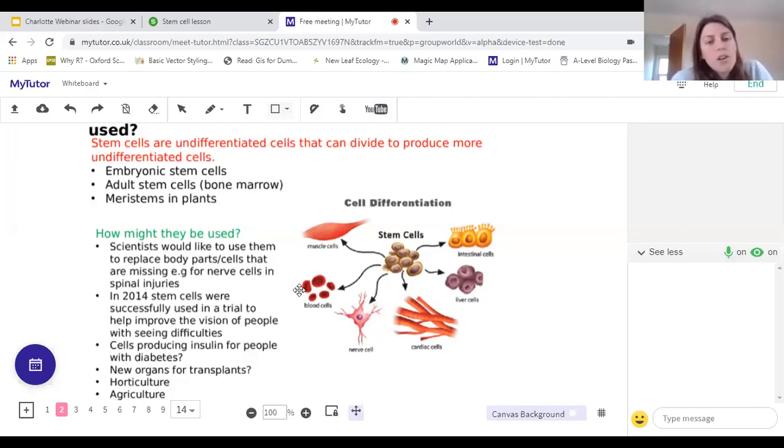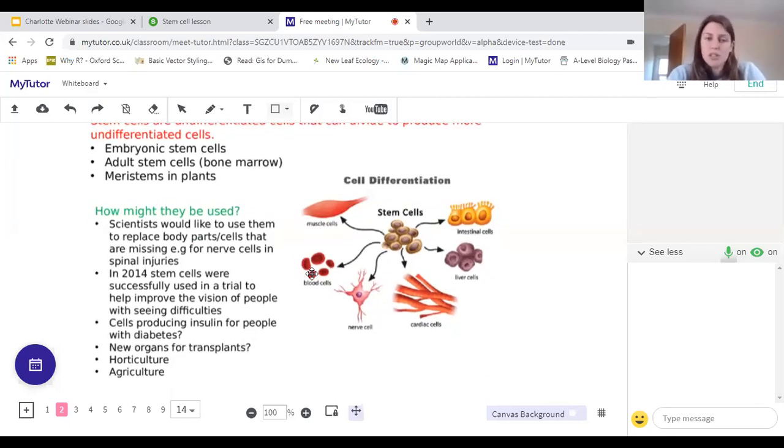How do we use stem cells? So we've kind of talked about what they are a little bit, and we'll carry that on as we move through here. But because of their unique properties, their ability to turn into anything else, stem cells could be a really useful tool to us in science. So scientists would like to use stem cells to replace body parts or cells that are missing. So for example, they could potentially be used to replace nerve cells that have been damaged in spinal injuries, so to cure or go towards curing paralysis.